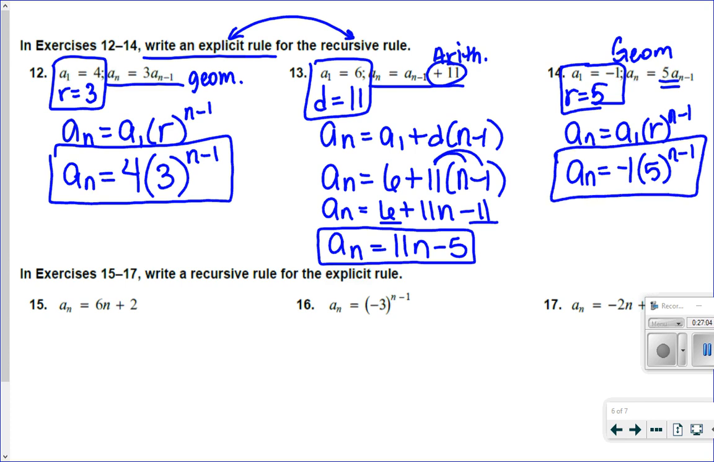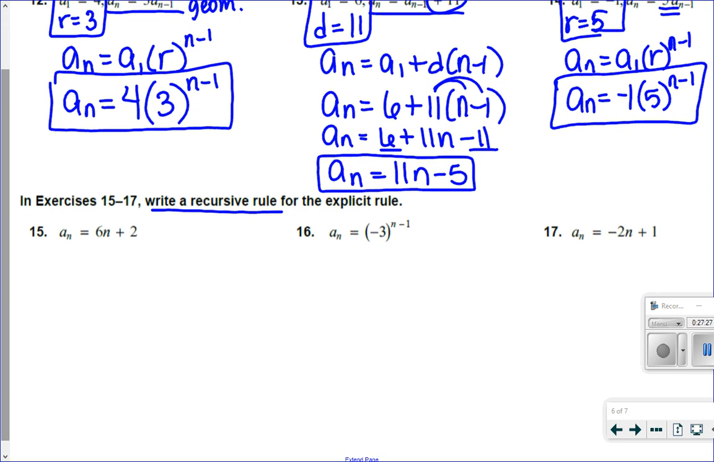Okay. Then let's talk about just going in the opposite direction. What if we want to write a recursive from an explicit rule? It's still the same idea, guys. As long as you know what the first term is and what the common difference or ratio is, then you're good to go. So let's try 15.